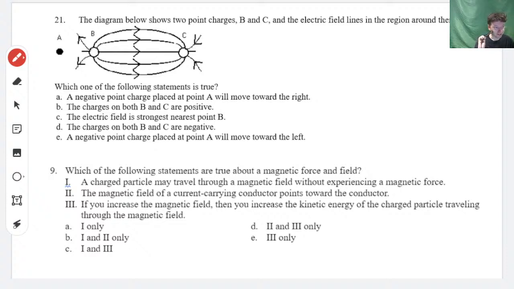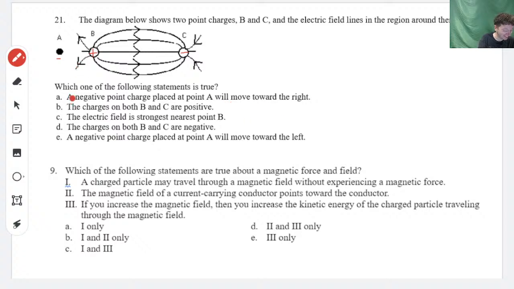All right. The diagram below shows 2-point charges, B and C. It doesn't say what they are, but we can see from the electric fields that this would be a positive charge, because field lines move outwards from positive charges and inwards to negative charges. So we already know a little bit of something there. Which of the following statements is true? A negative point charge placed at A will move towards the right.